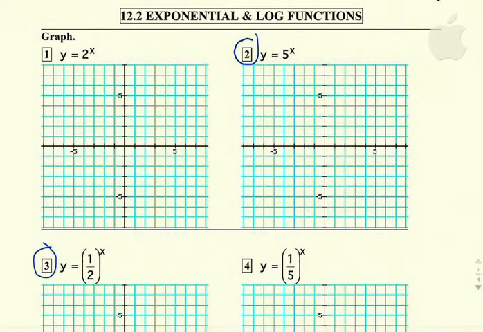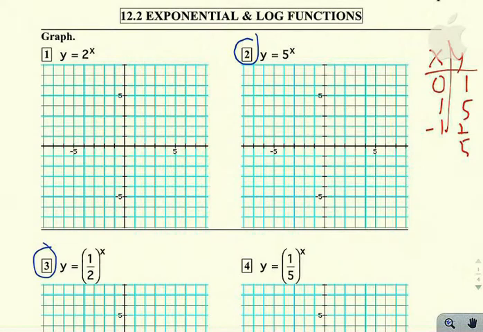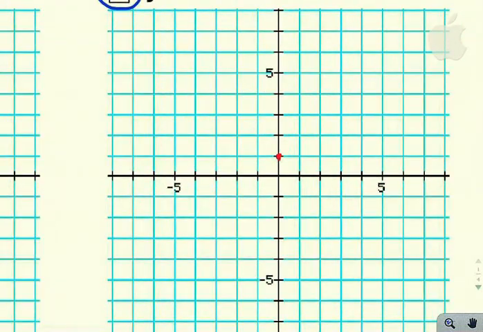Okay, y equals 5 to the x hugs the x-axis. And we want where it crosses the y-axis. So when x is 0, y is 1. When x is 1, y is 5. And when x is minus 1, y is 1/5. So 0, 1, 1, 5, and minus 1, 1/5. The horizontal asymptote is y equals 0.